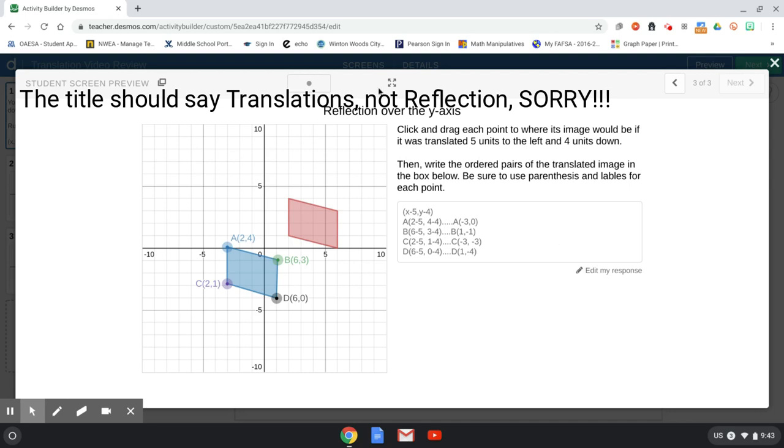So again, I'm sorry, this says reflection up here. It's not reflection. That's my bad. Please ignore that. But these are translations.